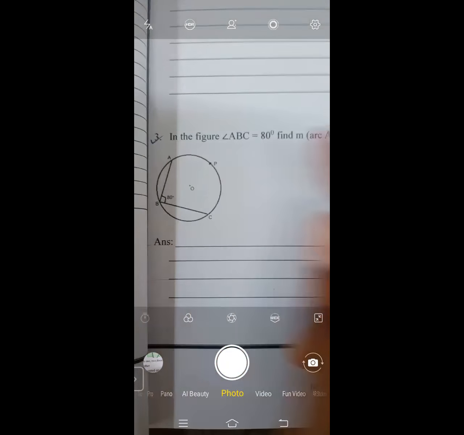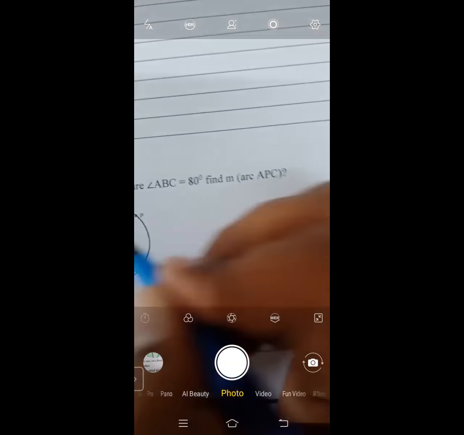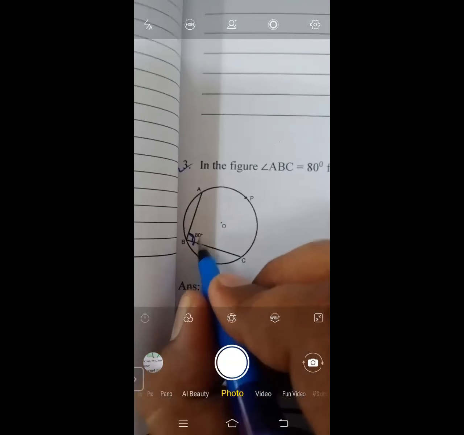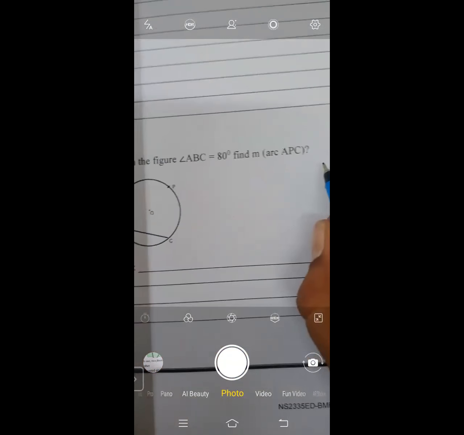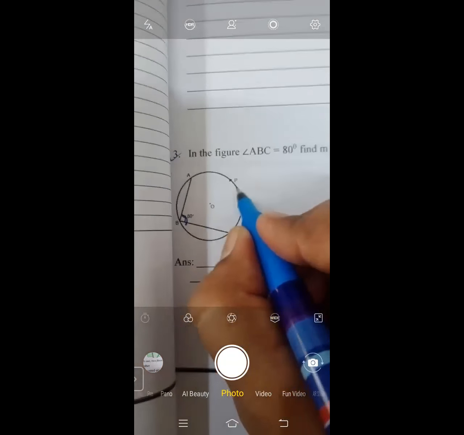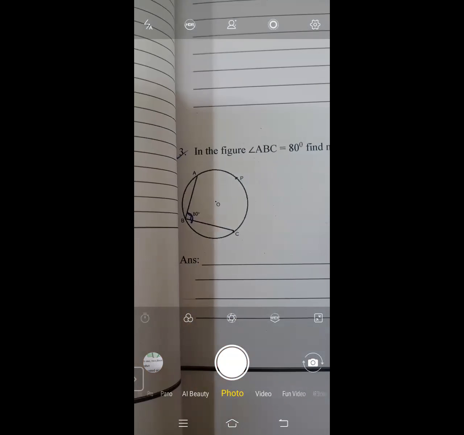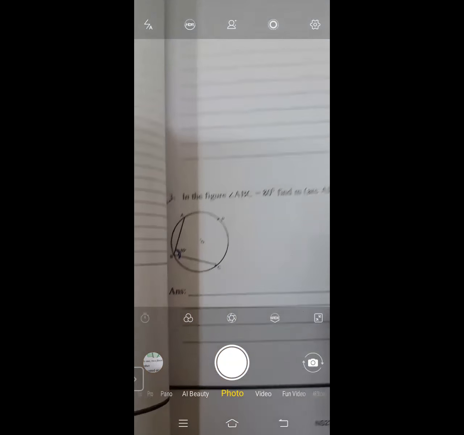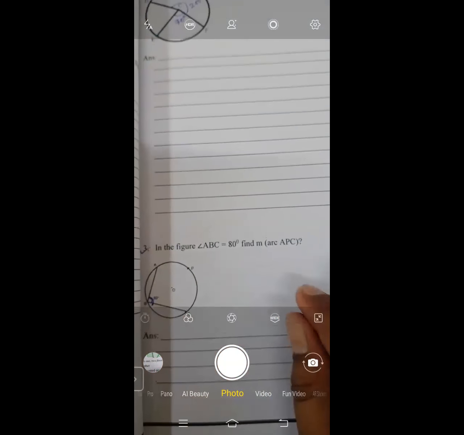In the figure, angle ABC is equal to 80 degree. So this angle is 80 degree. It is given that angle ABC is equal to 80 degree. What we have to find? Arc APC. Now this is the arc APC. This is also a question based on the properties. You can solve this.